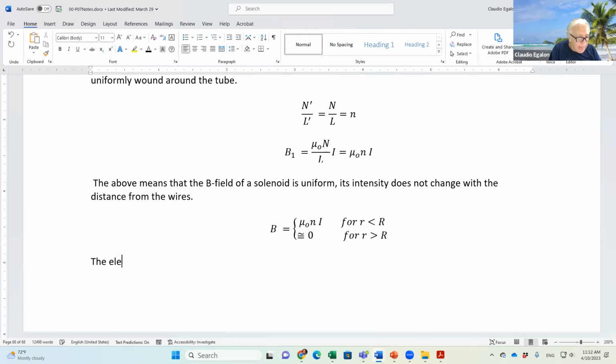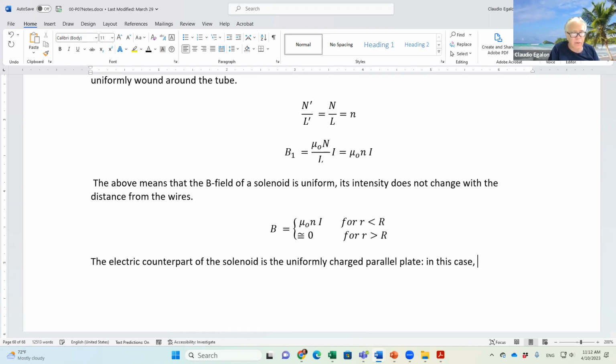The electric counterpart of the solenoid is the uniformly charged parallel plate. In this case, the field is uniform inside the volume of the capacitor and 0 outside it.